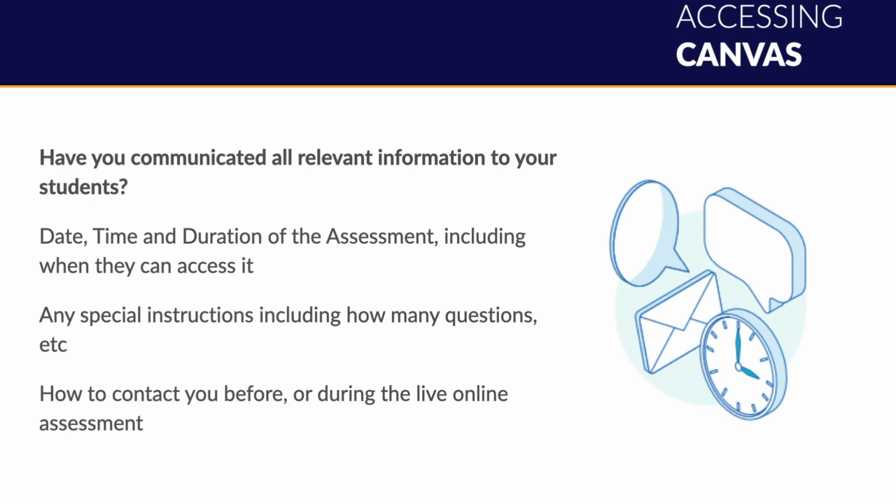So just finally, a couple of points to bear in mind as you're running assessments. It's important to communicate all of the relevant information to your students, so make sure the students are aware of the date and time and the duration of the assessment, including when they can access it. If there are any special instructions, make sure that information is available to them. And also how to contact you before or during the live online assessment. So I think it's important that if there is an issue that happens when the assessment is running, that you are available and there is a way to contact you or one of the members of the teaching team.